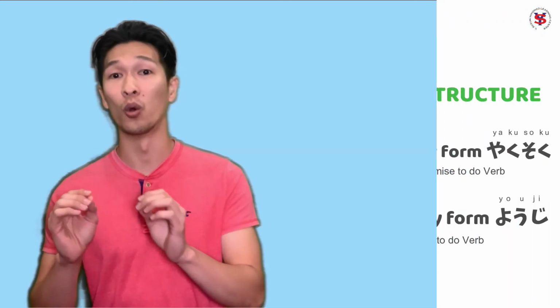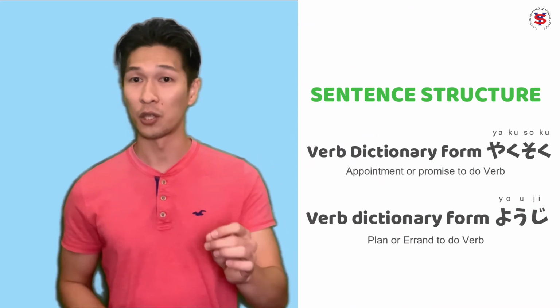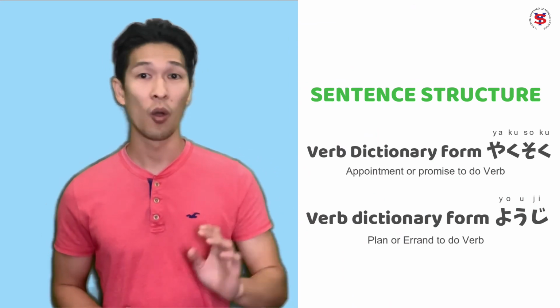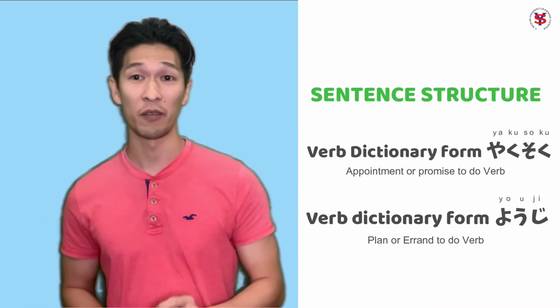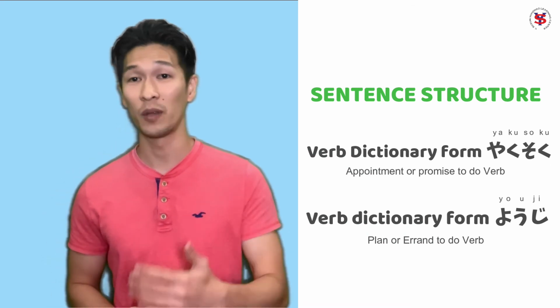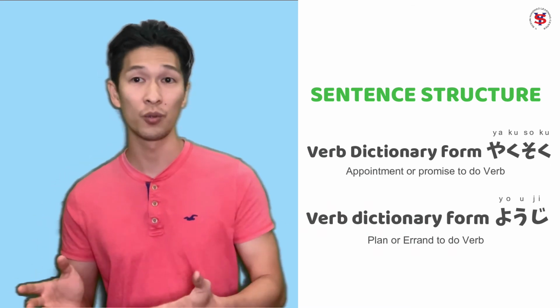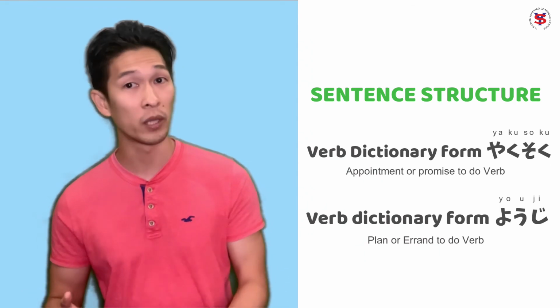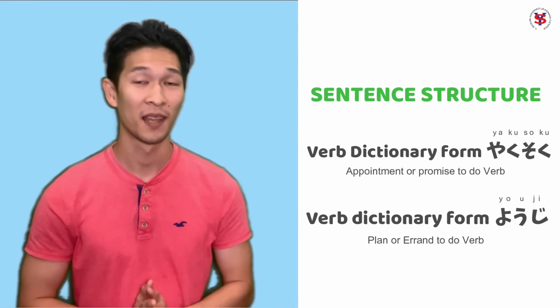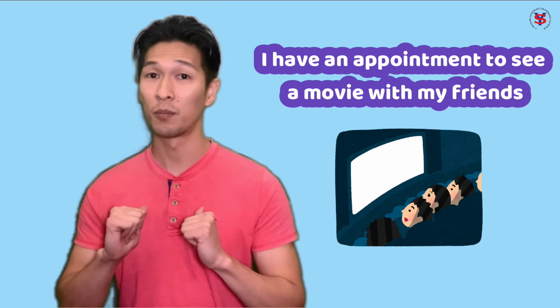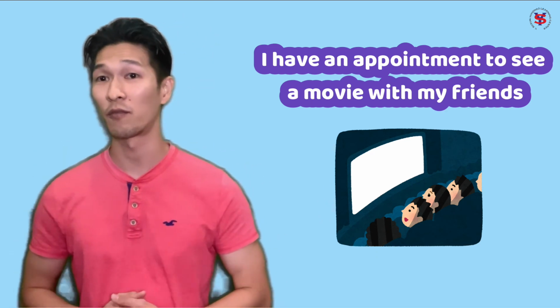Kapag gusto naman natin sabihin ang tungkol sa appointment or lakad, gagawin lang natin dictionary form ang verb bago ang salitang yakusoku at yoji. Verb dictionary form yakusoku or verb dictionary form yoji. So in English, I plan to, I have an appointment to verb. Halimbawa, I have an appointment to go see a movie with my friends.